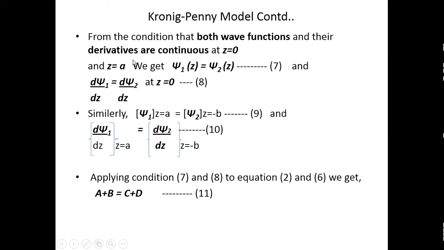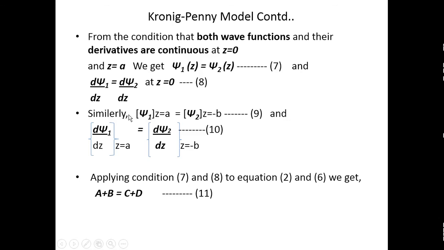The wave functions and their derivatives are continuous at z equal to 0 and z equal to a. So under this condition, we can say that xi1(z) is equal to xi2(z). That is equation 7. And what is xi1(z) equal to xi2(z)? That is, the wave functions are continuous in nature, and their derivatives are also continuous at z equal to 0 and z equal to a. That is, d xi1 divided by dz is equal to d xi2 divided by dz at z equal to 0.